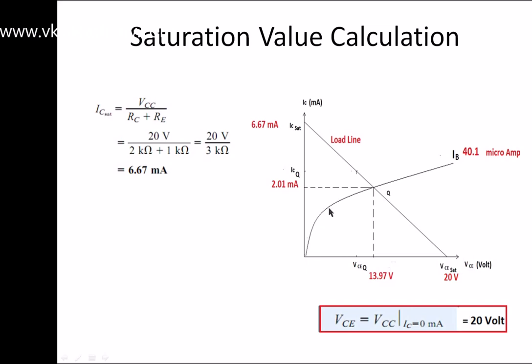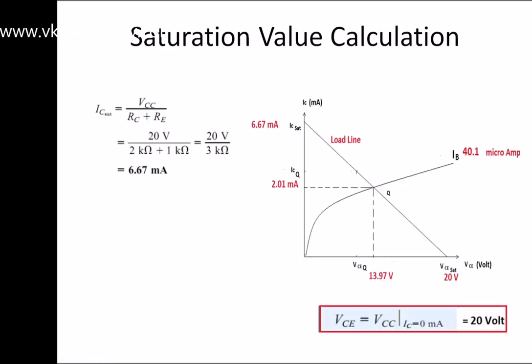We can draw the base current curve, which is IB, 40.1 microampere, which we have already calculated, and the intersection point of the load line and the base current is the Q point, or you can say quiescent point, or we can say operating point, which is 13.97 volt, 2.01 milliampere.